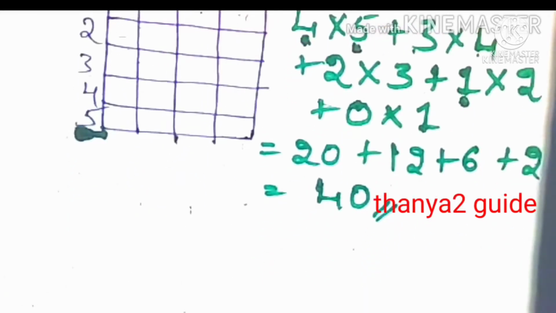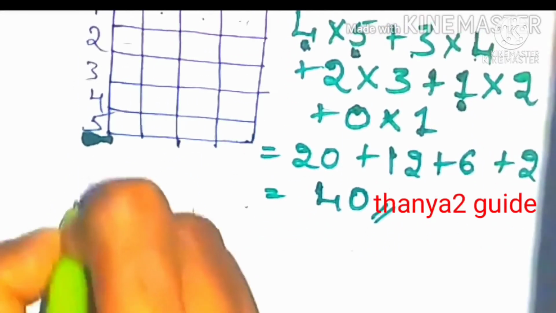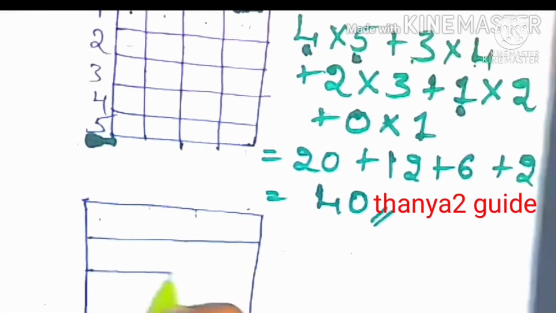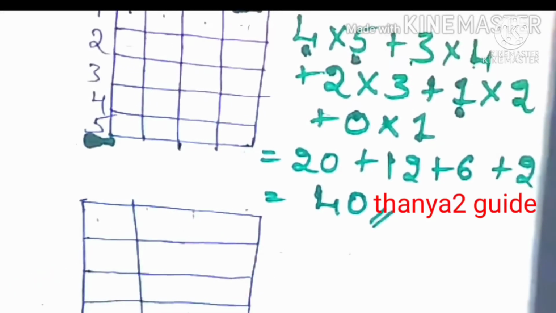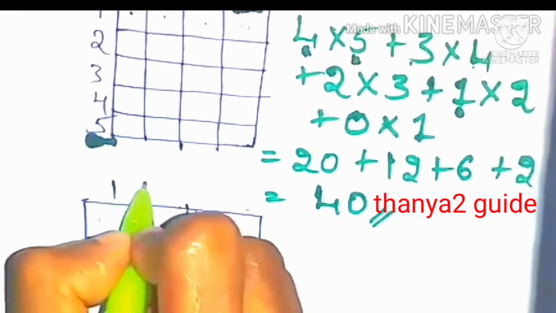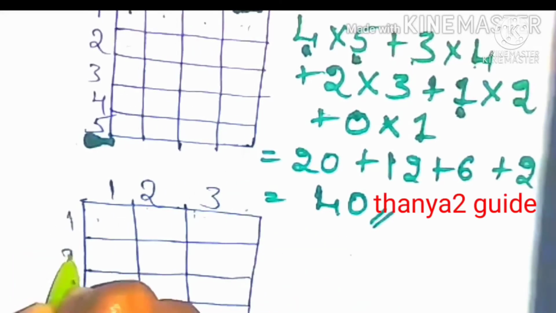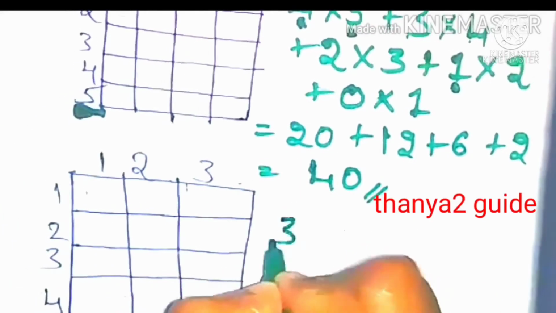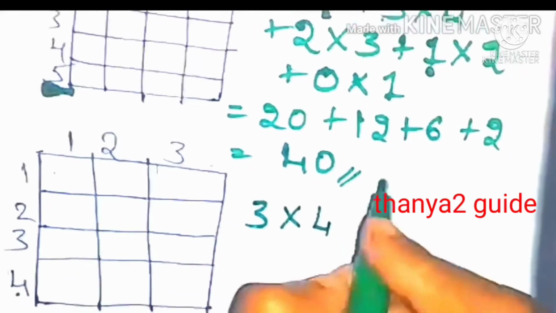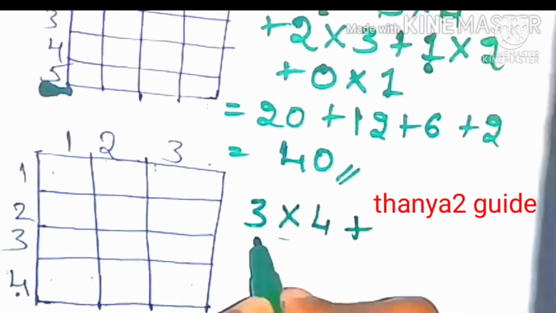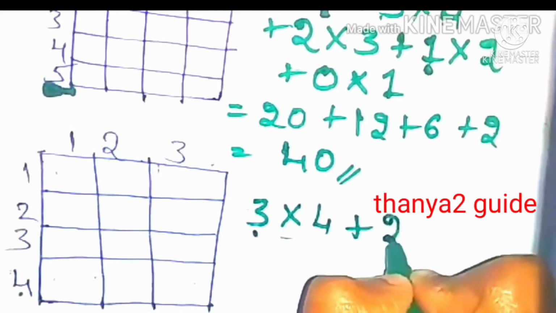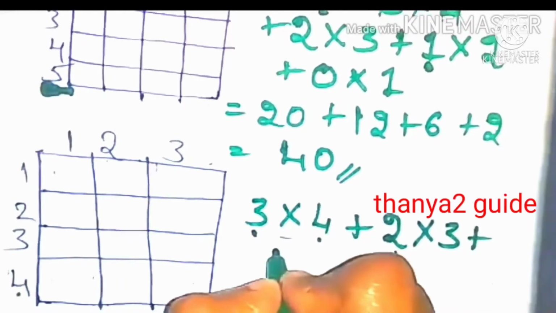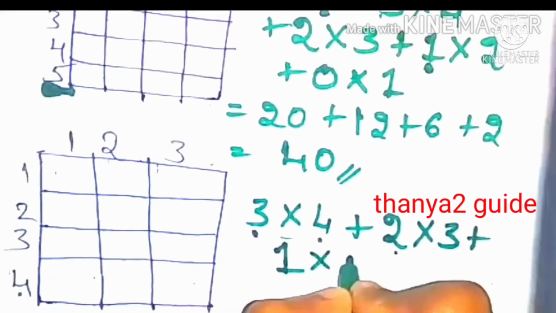Let us see one more example. See 1 2 3, 1 2 3 4, right? Here how many columns are there? 3 columns. How many rows? 4 rows. Now from these only we have to subtract 1. From 3 subtract 1, what we will get? 2. From 4 subtract 1, what we will get? 3, right? Next, from 2 subtract 1, that is 1. From 3 it is 2.